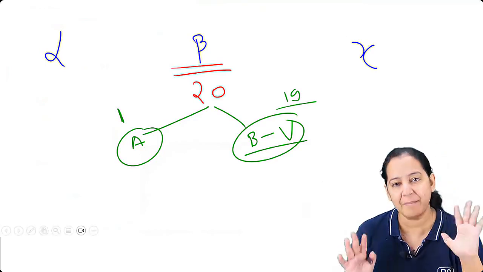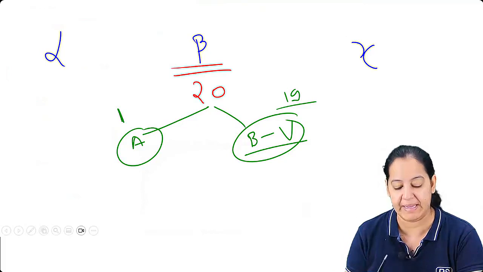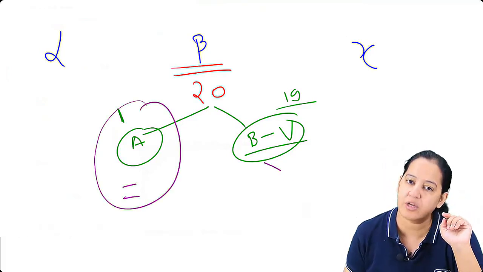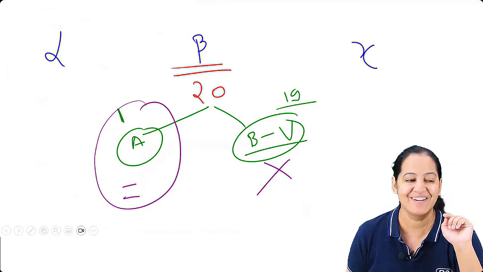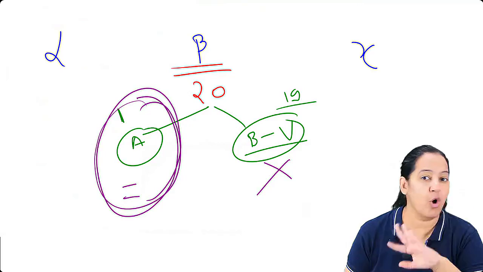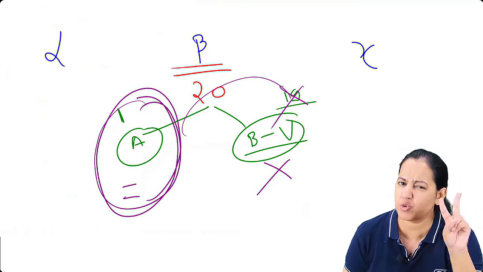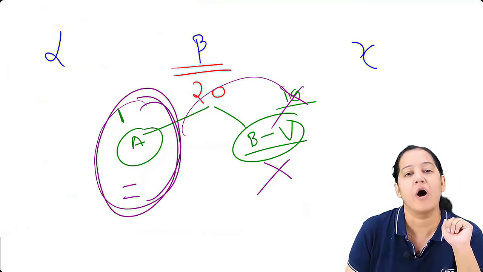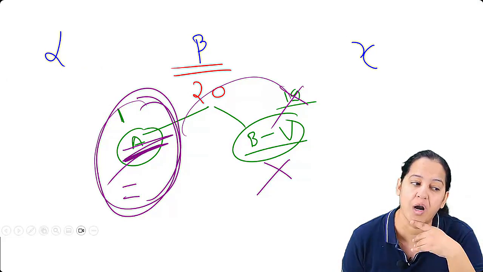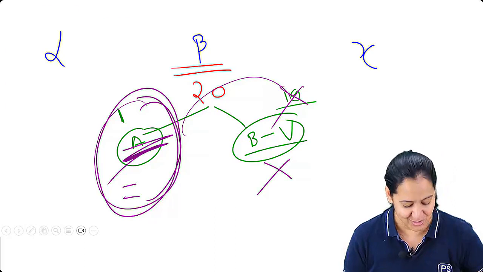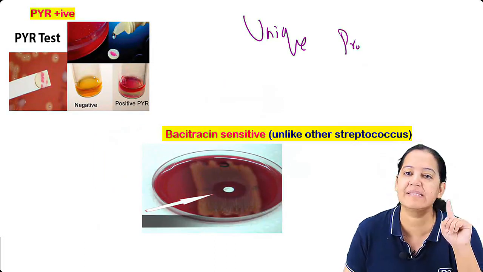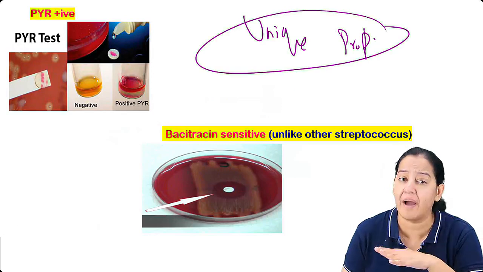I mean to say, tell me 2 unique properties which are present only in group A, not in the remaining 19 groups. Tell me 2 unique properties of Streptococcus pyogenes which are not present in any other bacteria in this world. So write down the 2 unique properties. All the questions come on these unique properties. You have to learn them by heart thoroughly.